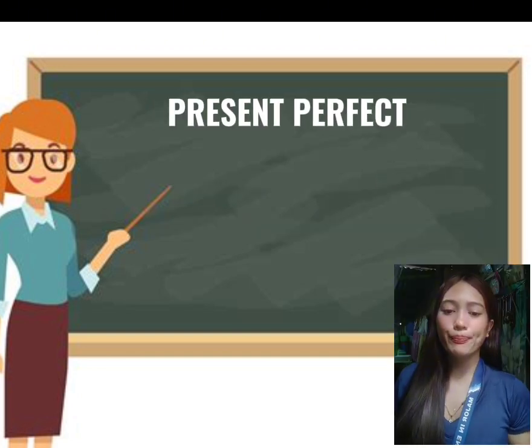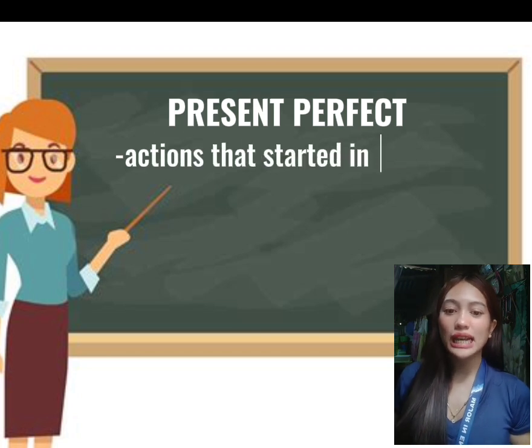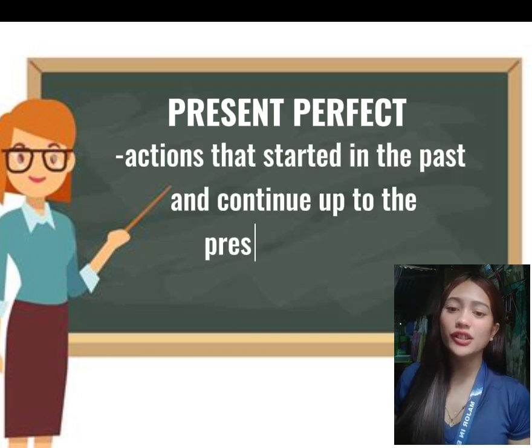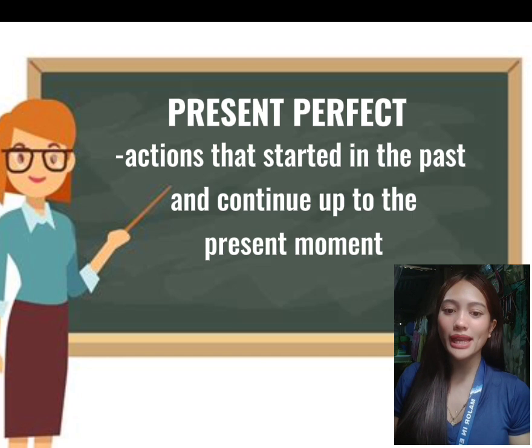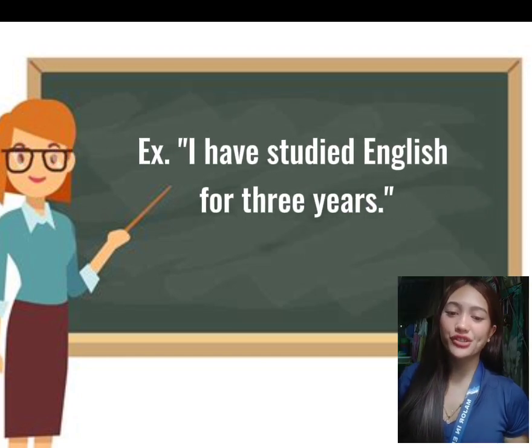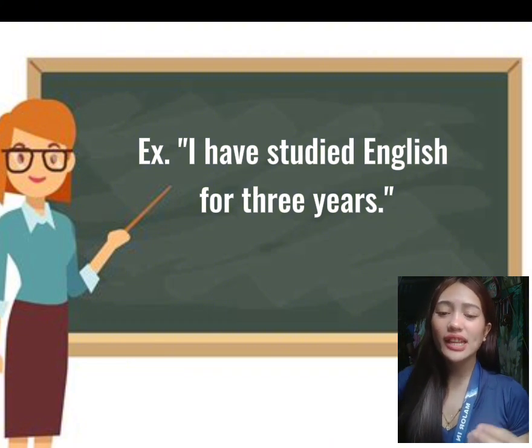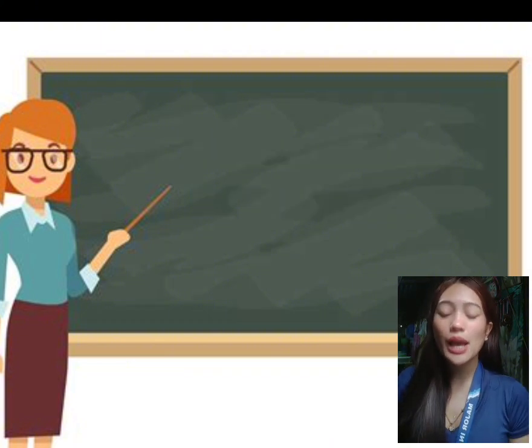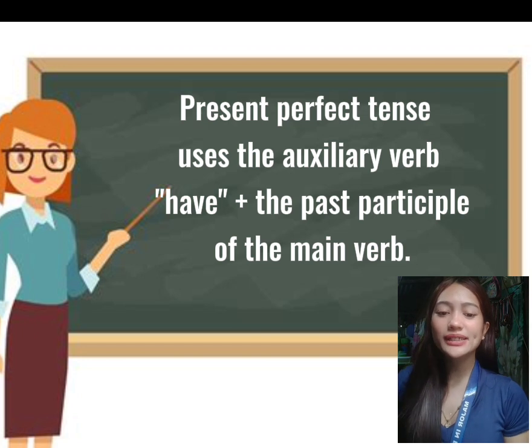The present perfect tense. This tense describes actions that started in the past and continue up to the present moment. For example, I have studied English for 3 years. Why do we use have studied instead of studied? It's because the present perfect tense uses the auxiliary verb have plus the past participle of the main verb.